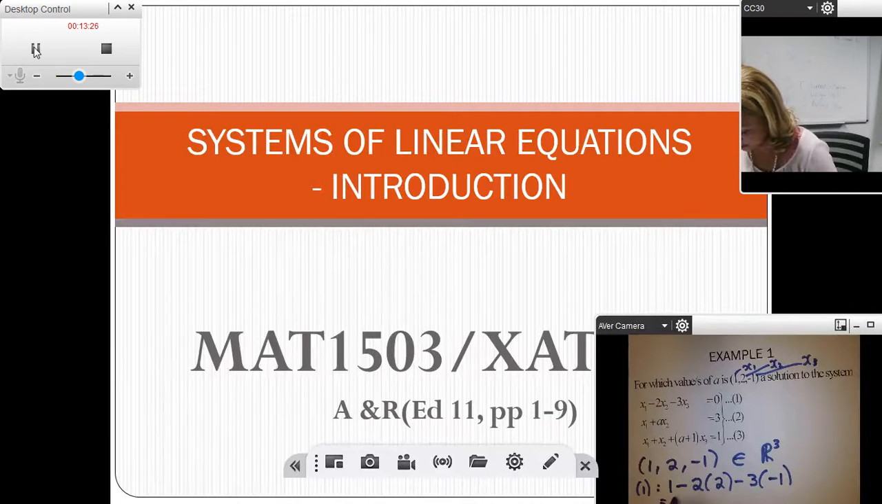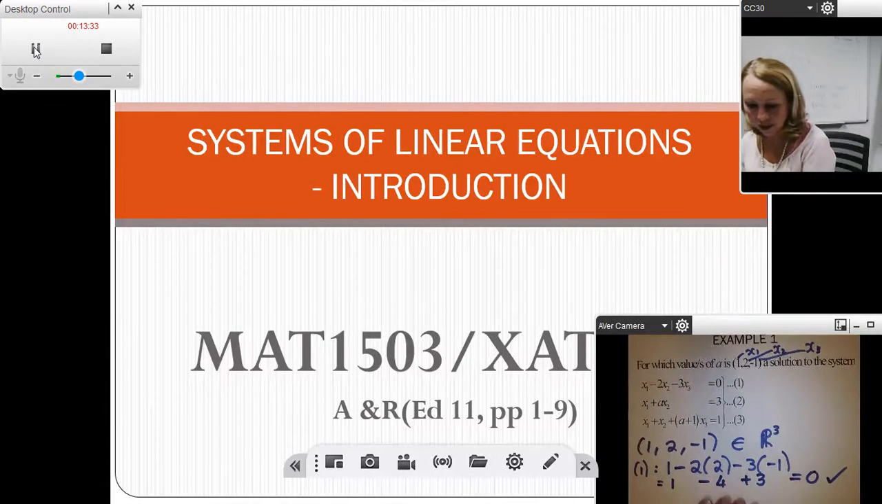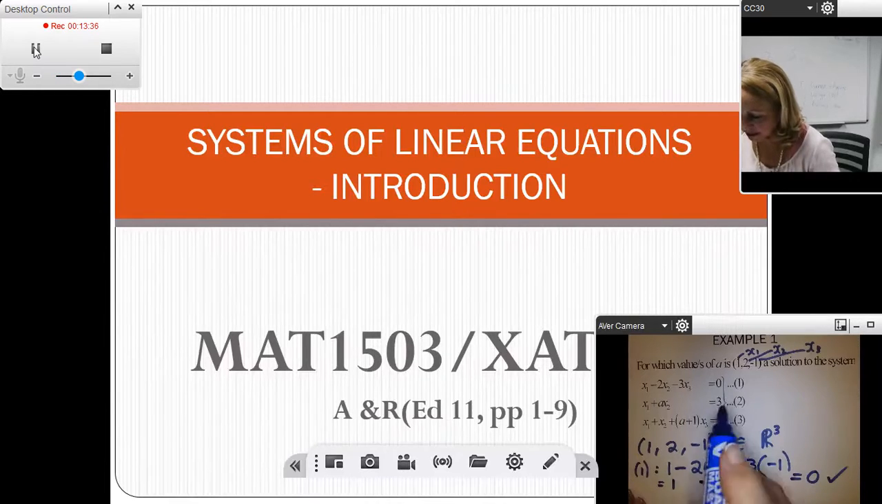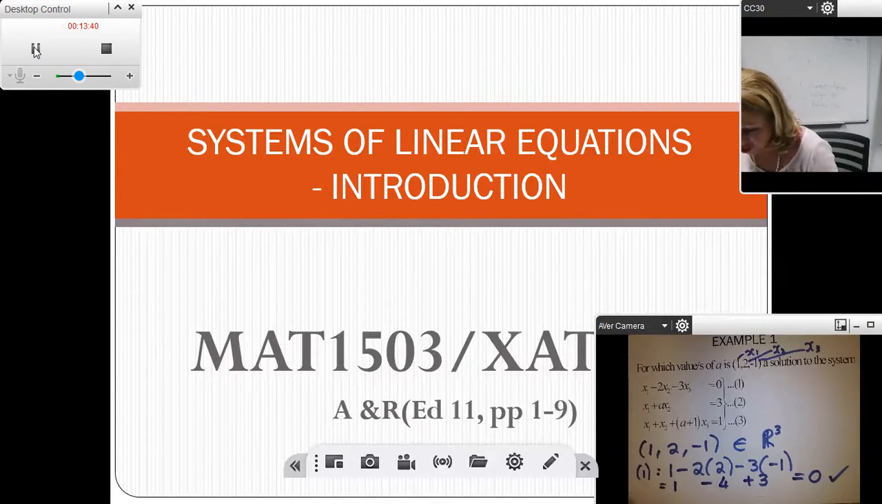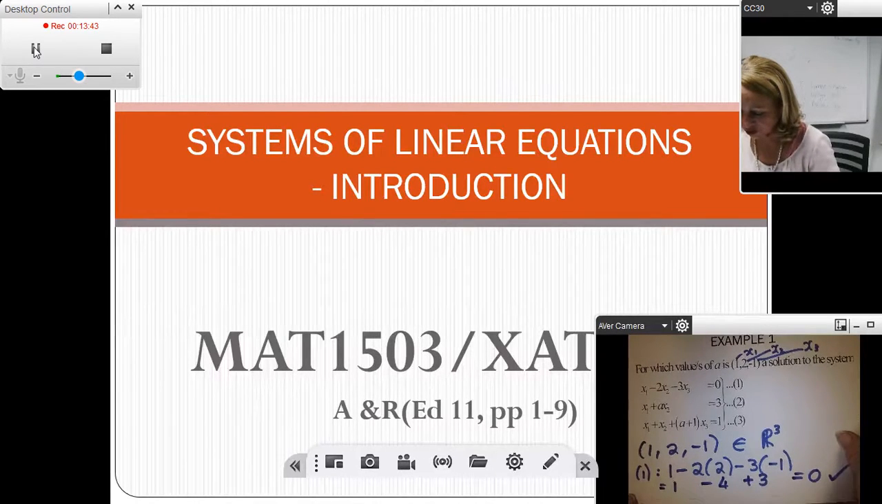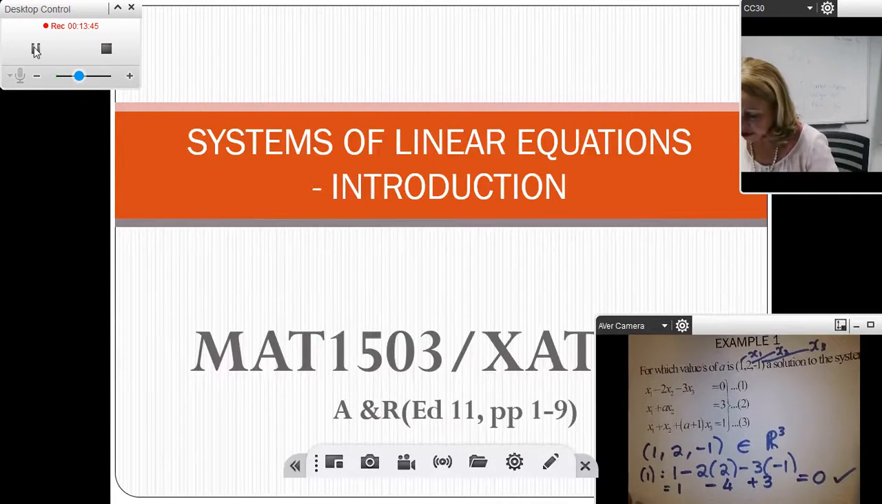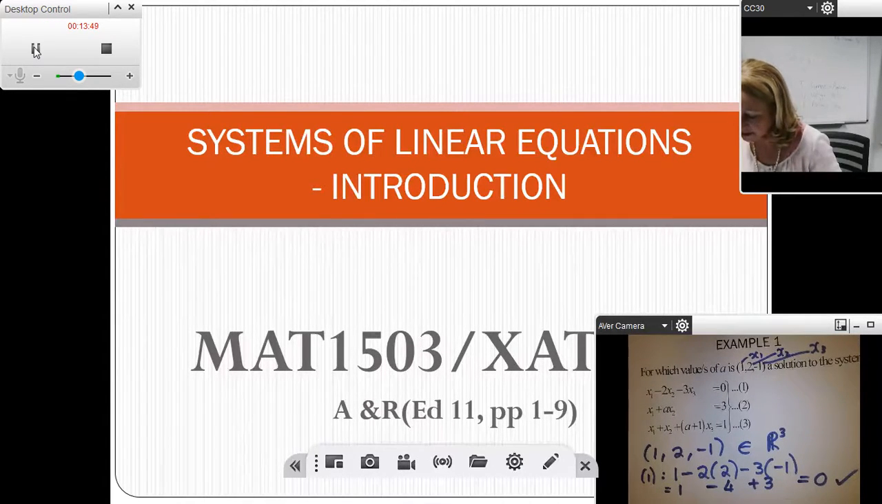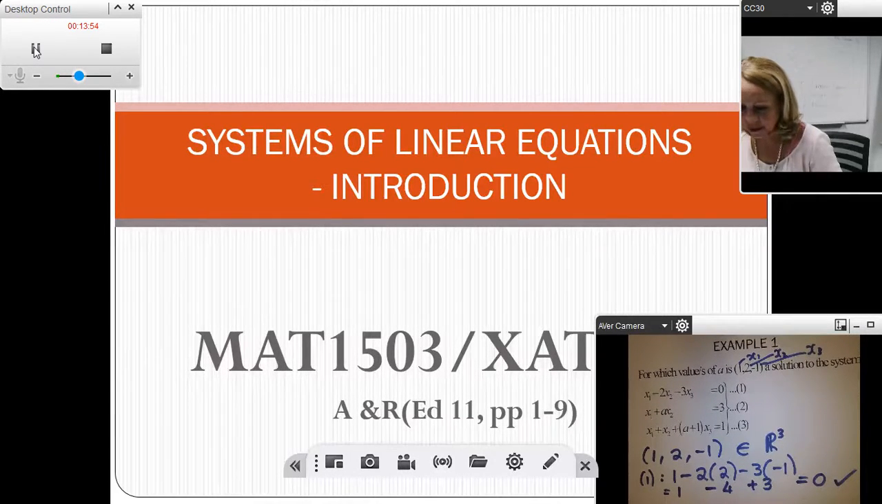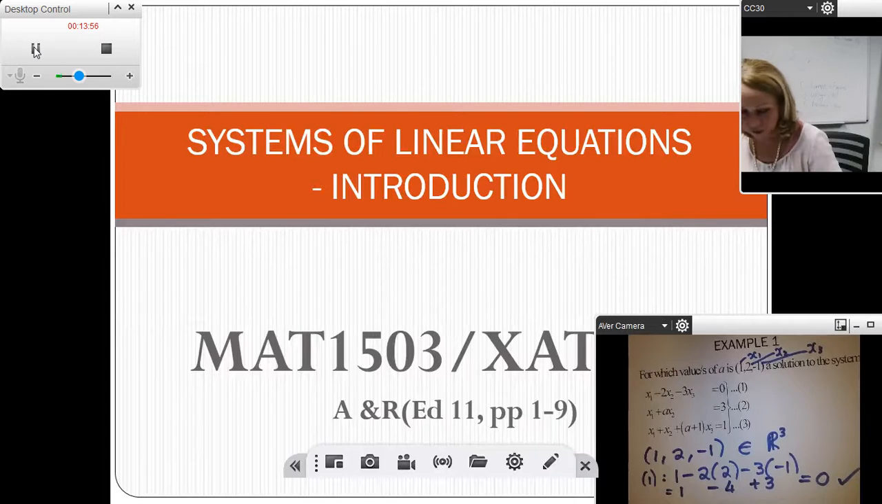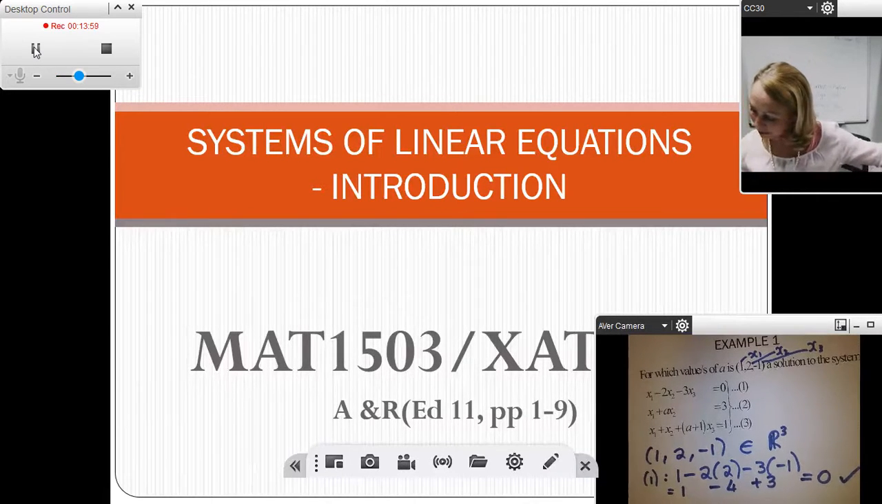Well, let's see. It's 1 minus 4 plus 3. Yes, that is equal to 0. So equation 1 has been satisfied by this element 1, 2, negative 1. However, this does not prove that we have a solution to the system. We need to use 1, 2, negative 1 in equation 2 and in equation 3 to find out what the value of A is if it is to satisfy all 3 of our equations.